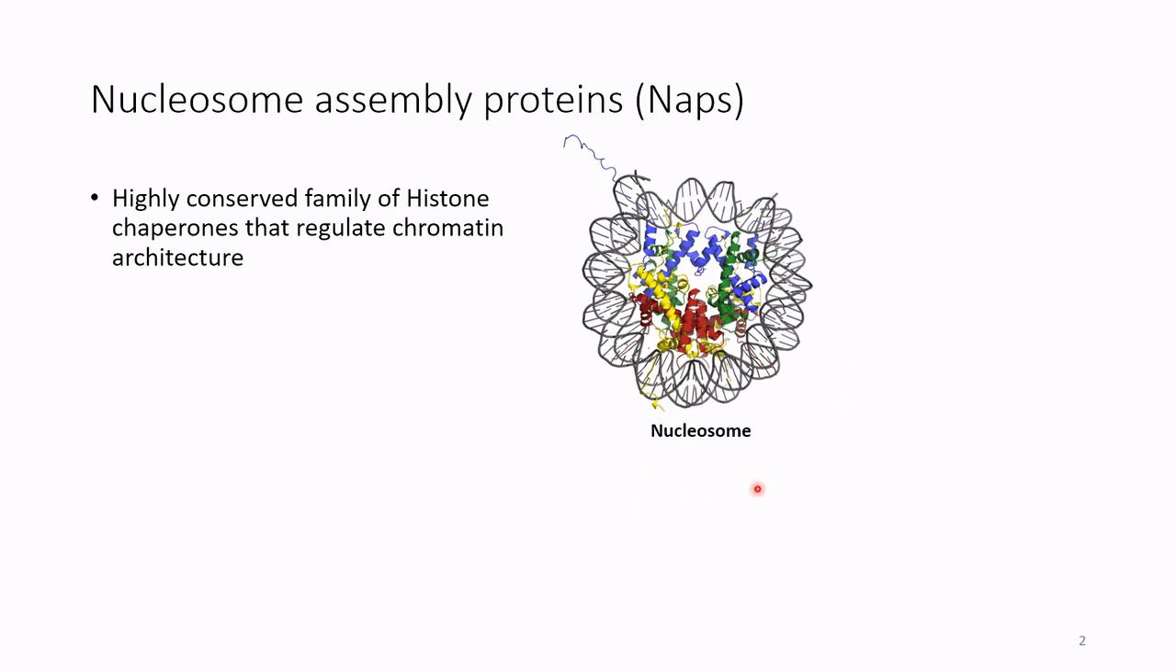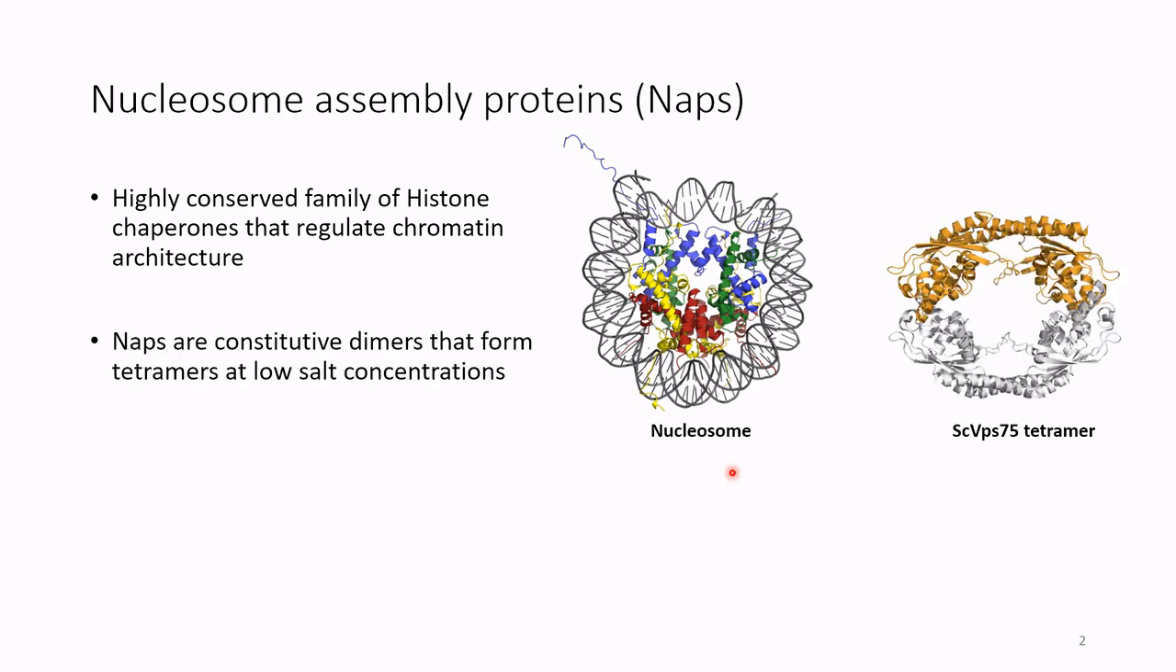Shown here is the crystal structure of the nucleosome. In the center, we have multiple copies of histones, while on the outside, we have the DNA. By binding histones, NAPs are able to regulate the assembly and disassembly of the nucleosome. This is able to influence several activities in the cell, particularly the transcription of the DNA, the repair of the DNA, as well as the replication of the DNA.